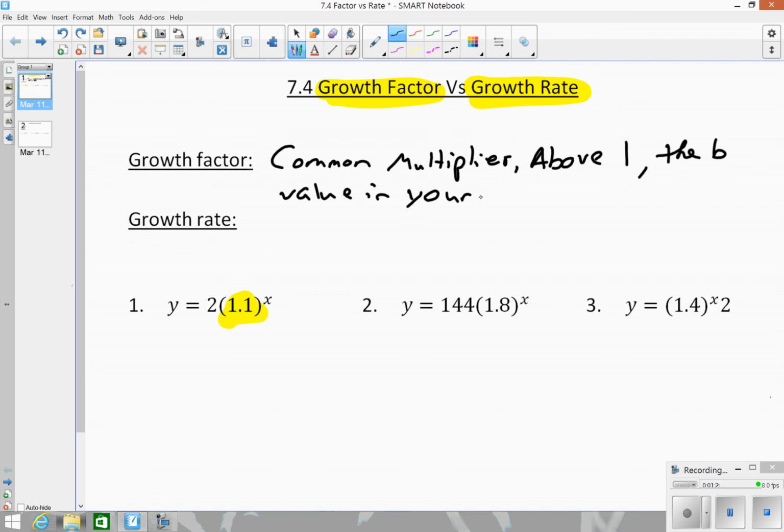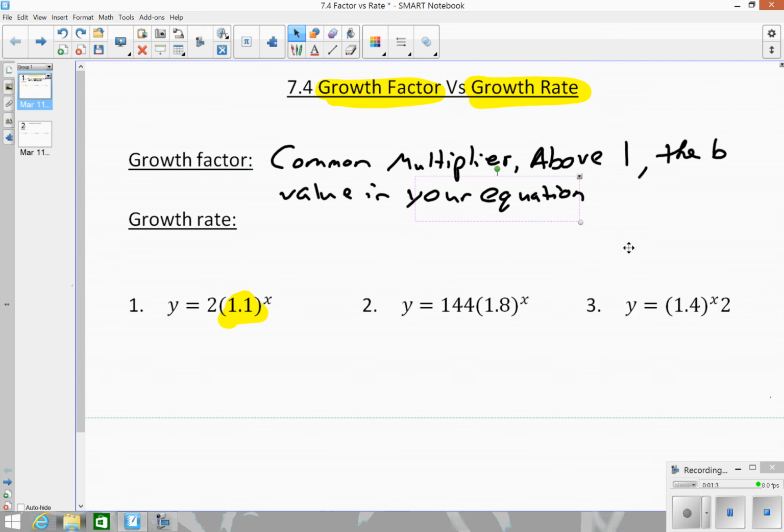So now we've dealt with common multipliers. It's above 1. It's the b value in your equation.